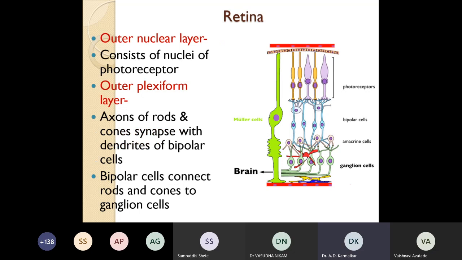Next is the outer nuclear layer. If you see, it is the nuclei of only the photoreceptor cells. Which are those? These are rods and cones.